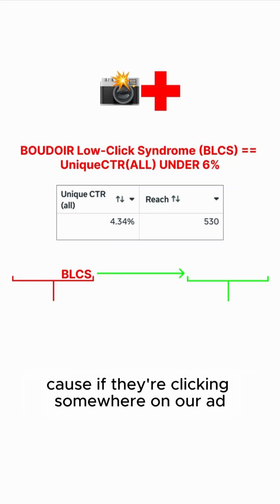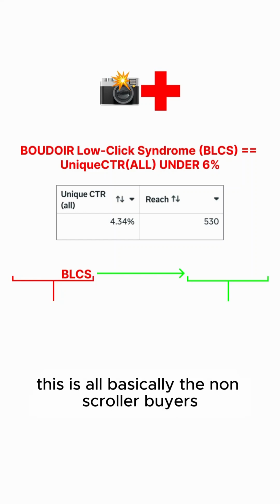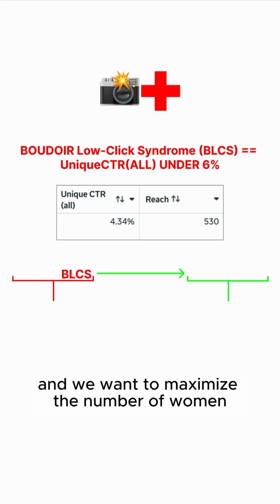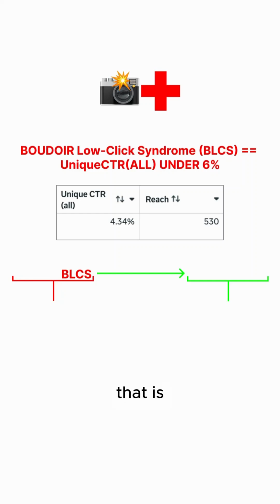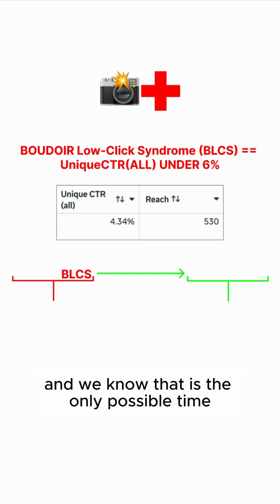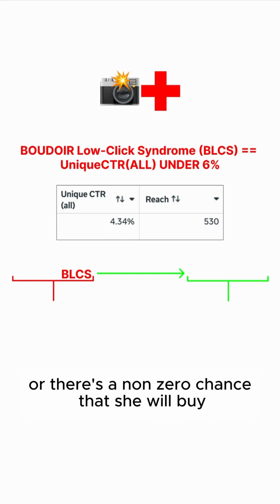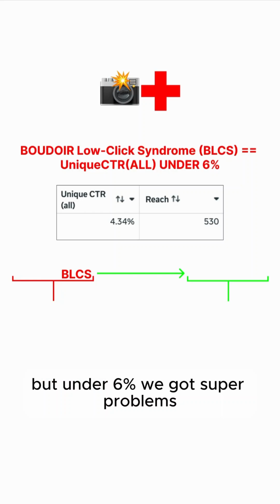And we care about this because if they're clicking somewhere on our ad, that means they're not simply scrolling by. This is all basically the non-scroller buyers. We want to maximize the number of women clicking somewhere on our Boudoir Facebook ad because that is when we know our ad has entered the woman's brain, and that is the only possible time she will buy, or there's a non-zero chance that she will buy. So we got to get this number as high as possible, but under 6%, we got super problems.